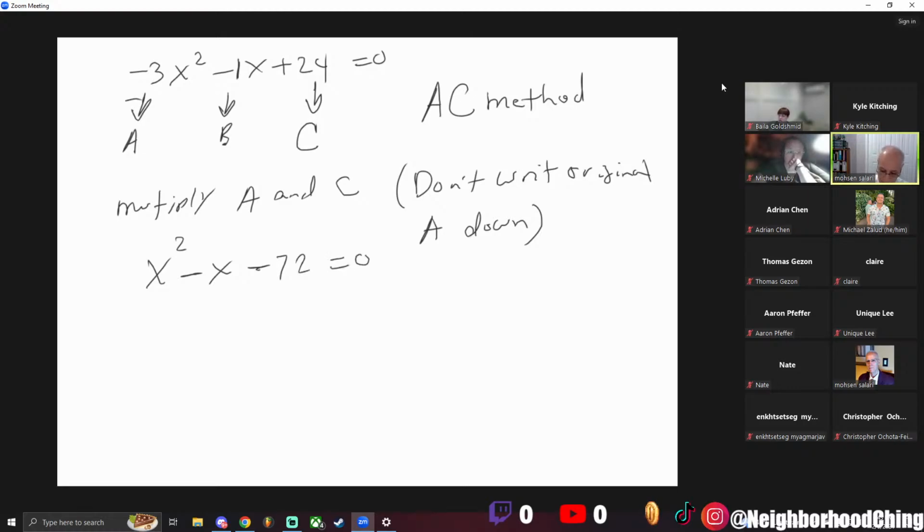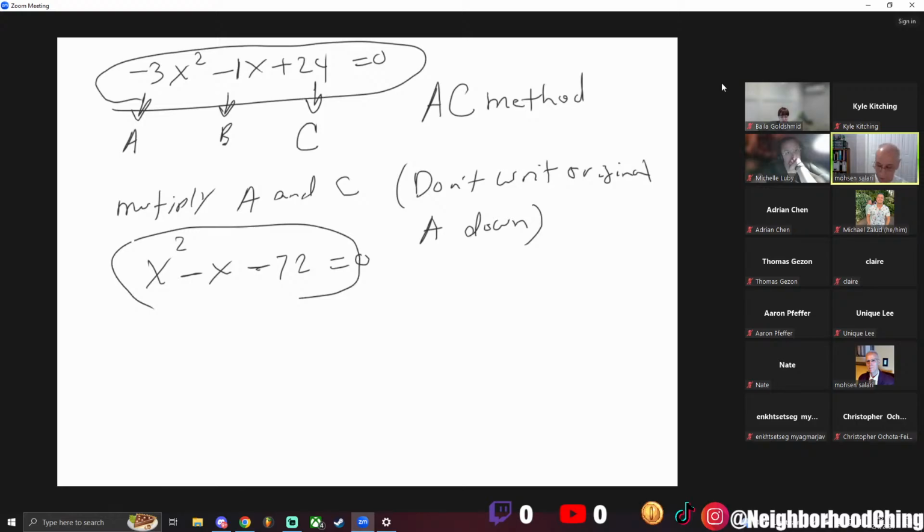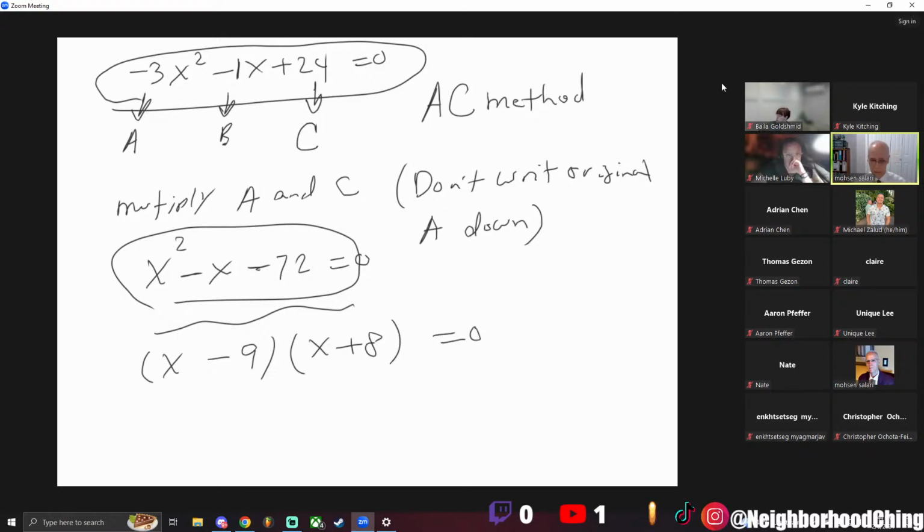Now, remember, this is not the same as this. It's just a trick we are using to factor it. So the trick is, first, we multiply by -3, and then after we factor this, we divide by -3, so we undo that process. So now I'm going to factor this to x minus 9 and x plus 8. Do you agree with this? Do you agree that these two are equal?